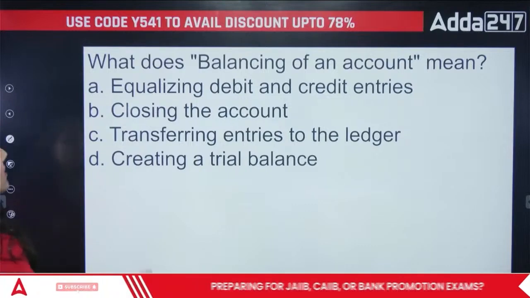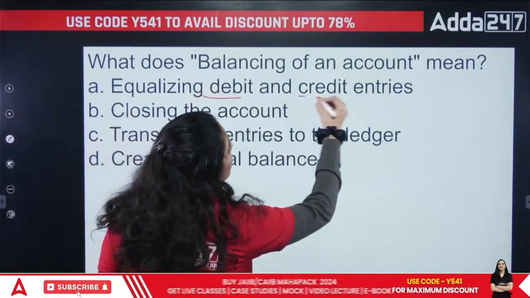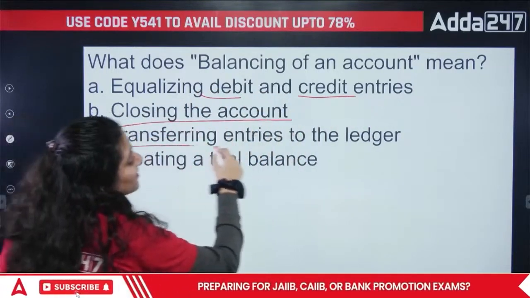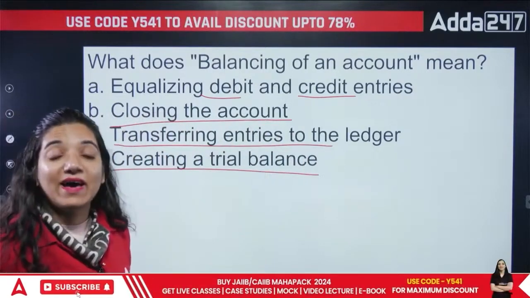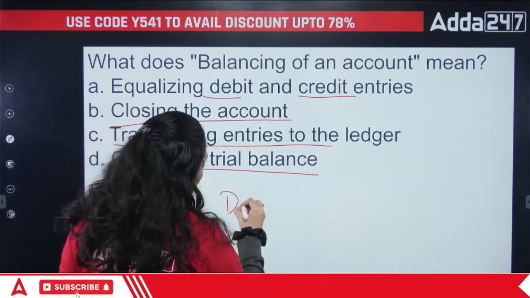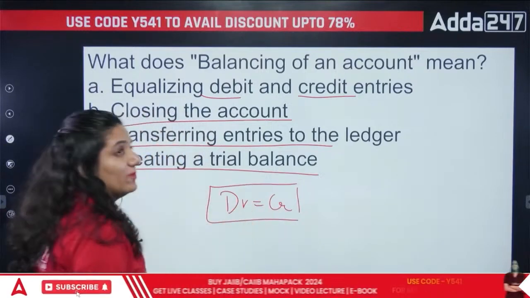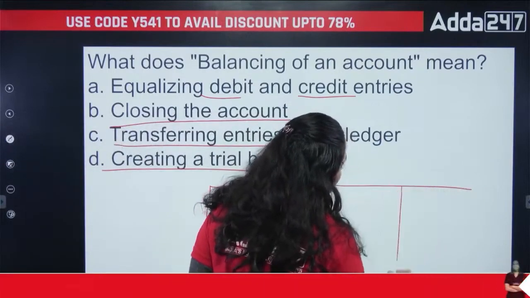What does the balancing of an account mean? Equalizing debit and credit entries, then closing the account, then transferring entries to the ledger, and then creating a trial balance. The balancing of the account basically means that ultimately the debit side should be equal to the credit side. And if we want the debit to be equal to credit, what are we going to do?